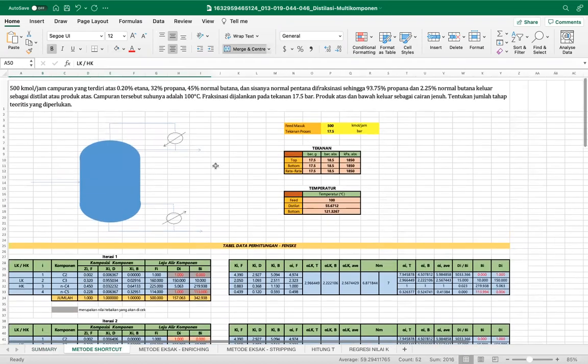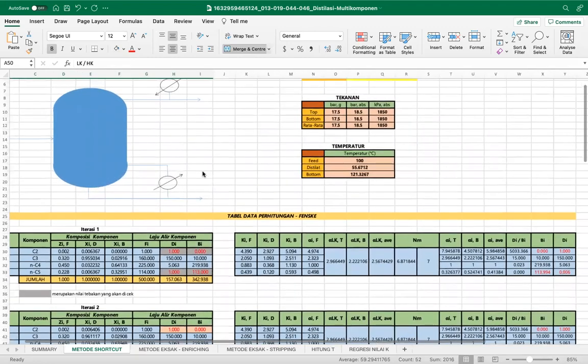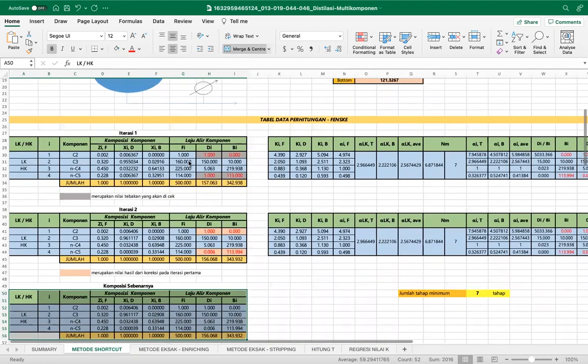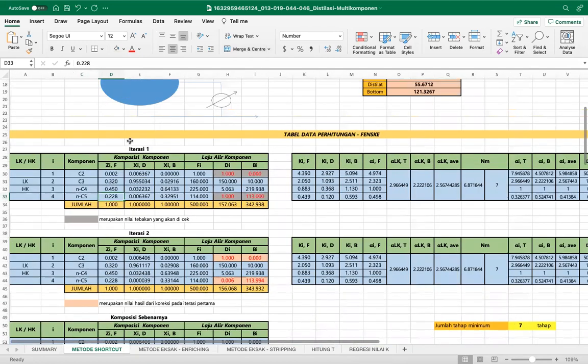So here, this one is from the problem. So we put 0.02%, 32%, 45%, and 22.8%. Okay, up to here, do you understand up to over here? Yes, Bu. Okay, right.